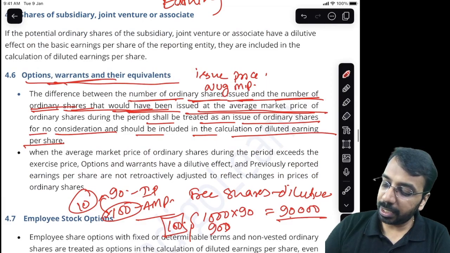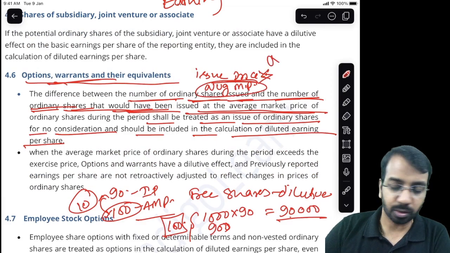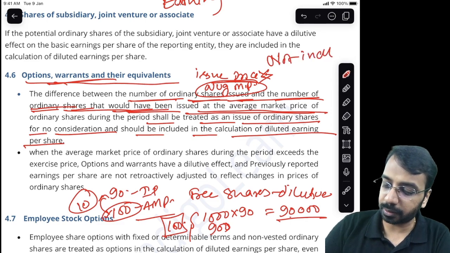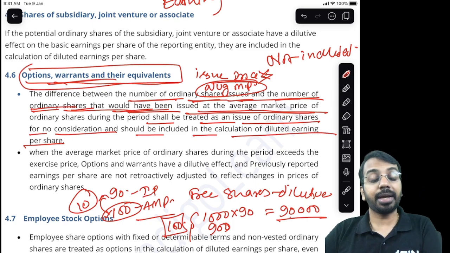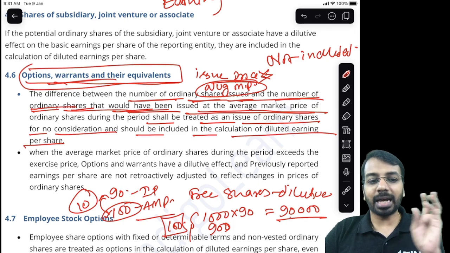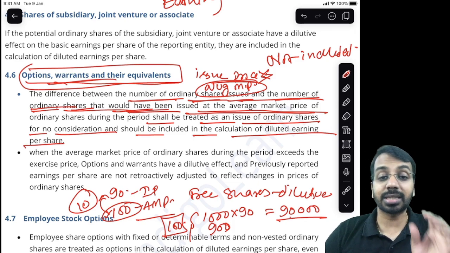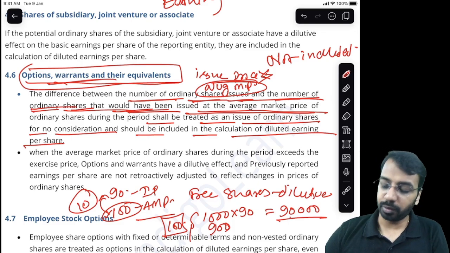If my issue price is greater than the average market price, then it is not included or considered. So for share options and warrants, what do you need to check? You need to check the number of shares that we have issued, minus, for the same amount at average market price, the number of shares that I would have issued. The difference between these two will be considered the dilutive portion.